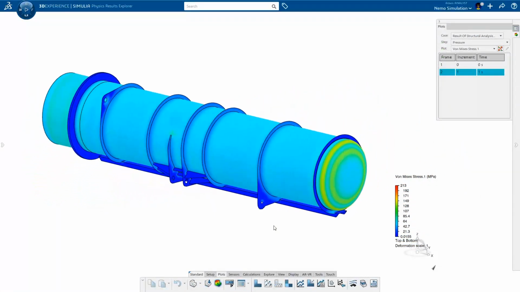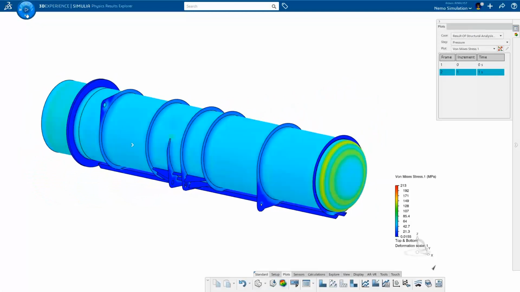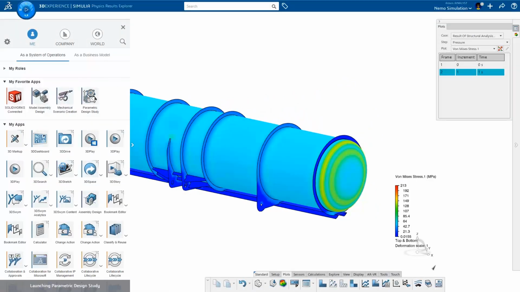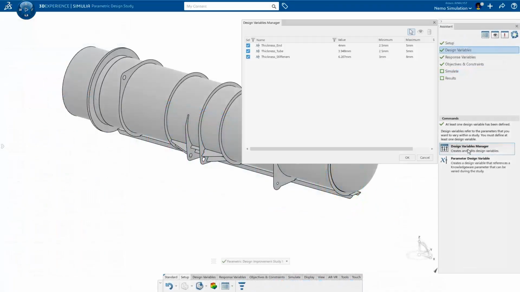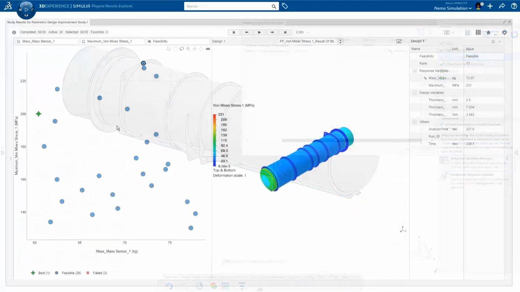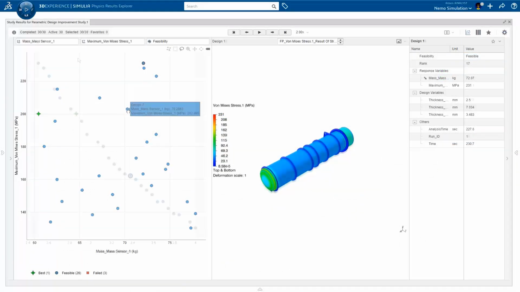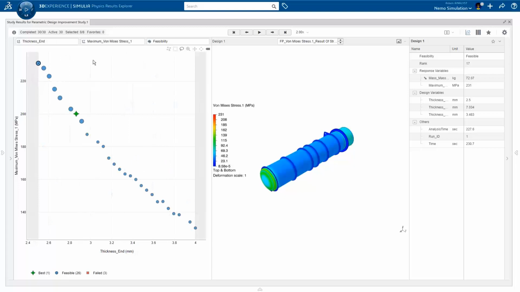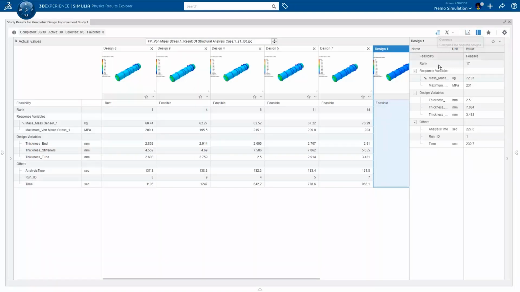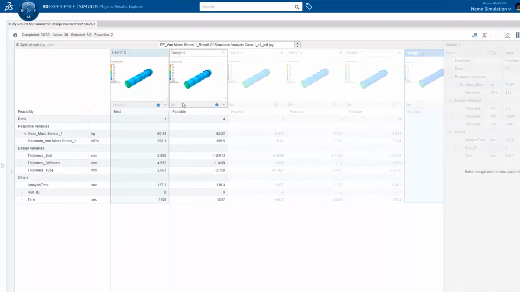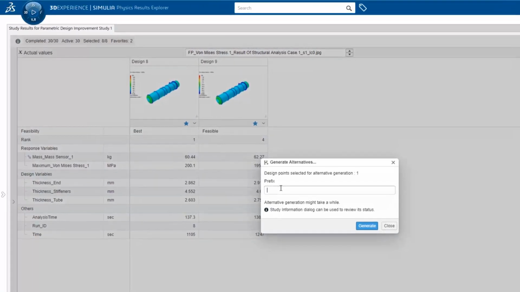Adam launches the Parametric Design Study app, selects the parameters and goals of interest, and lets the computer do the rest of the work. When the study is done, Adam can easily interpret and compare the performance of the various configurations. The best design is even highlighted for him, and with one quick click a new model and study using the optimal parameters is created, so that Adam can have a closer look.